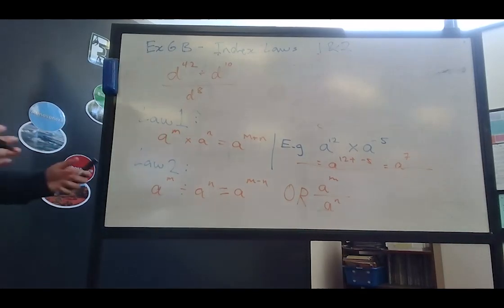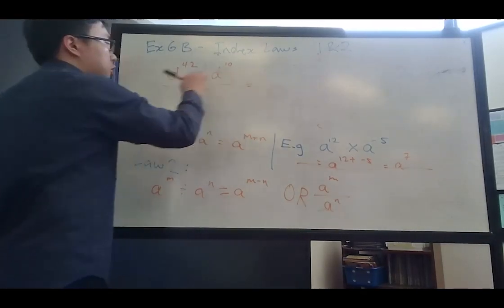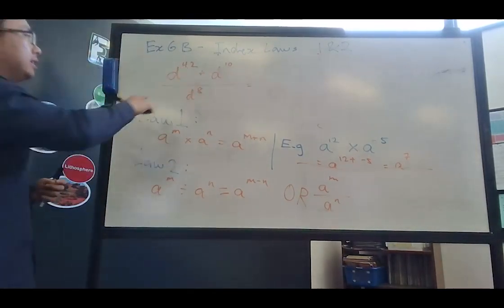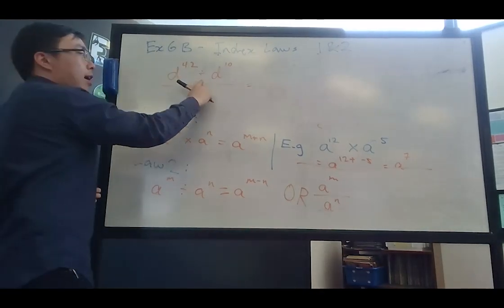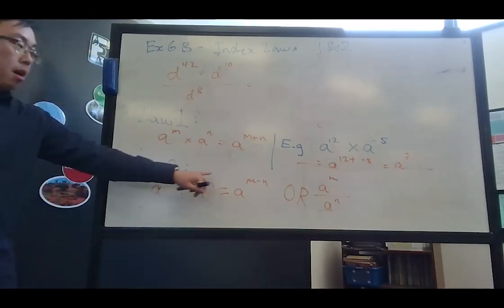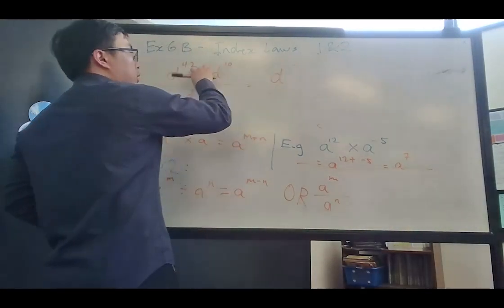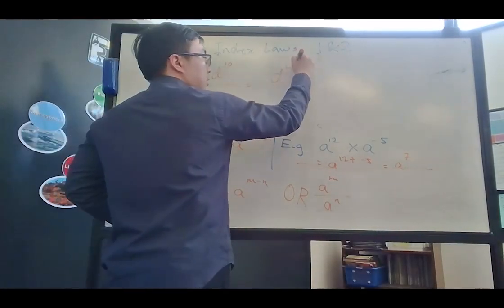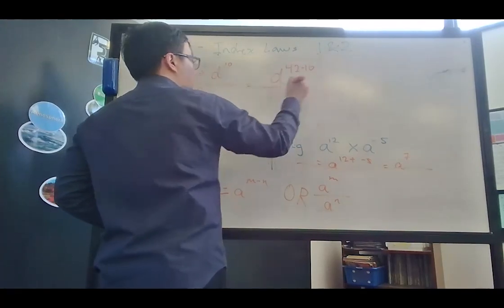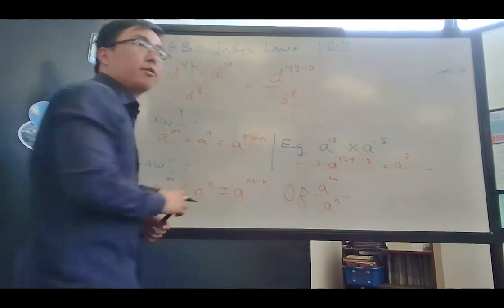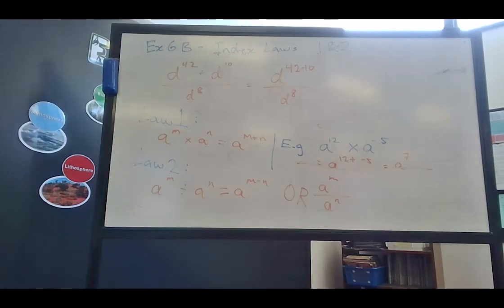We're doing the exact same thing. Yeah? So I'm going to look at the top. Let's ignore the bottom for now. D to the power of 42 divided by d to the power of 10. I've just got to minus the powers. So it's going to be d to the power of 42 minus 10. And I'm going to leave the bottom the same for now. I'm going to get everyone to copy down that example that I've written down.